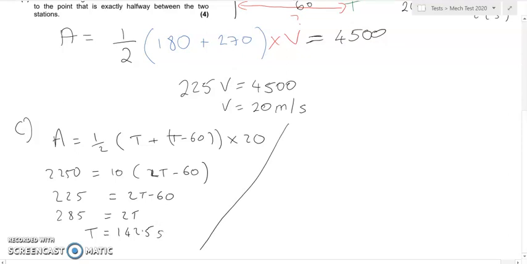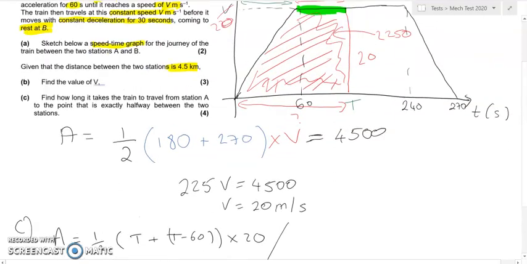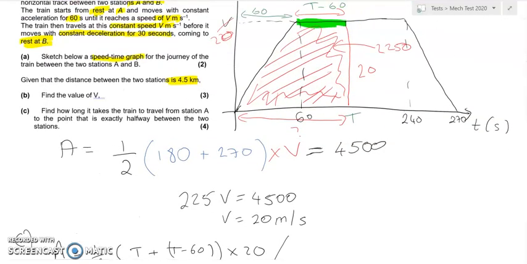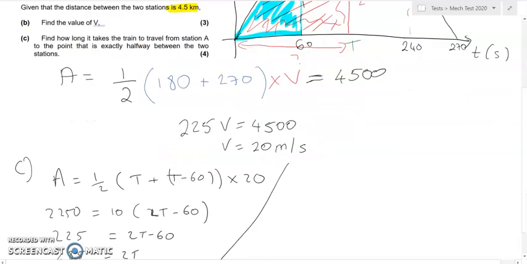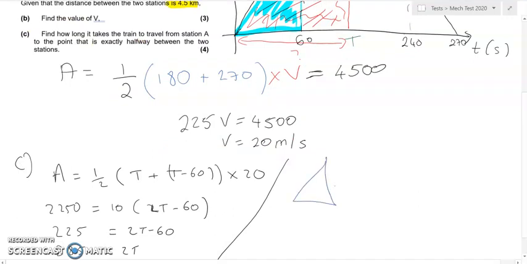I'm just going to do it the other way, because some of you might have attempted it the other way. So, what is the other way? Well, what we can do is calculate the area of this triangle here, the first bit where the train is accelerating. So to calculate the area of that triangle, the height was 20, the width was 60, and it's a right angle triangle even though my drawing doesn't look like it. Okay, so what's the area of that?